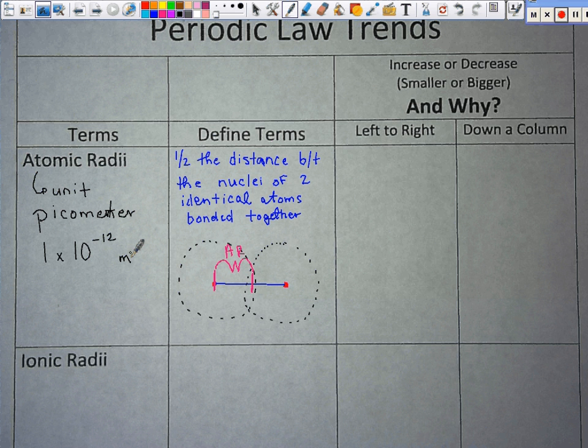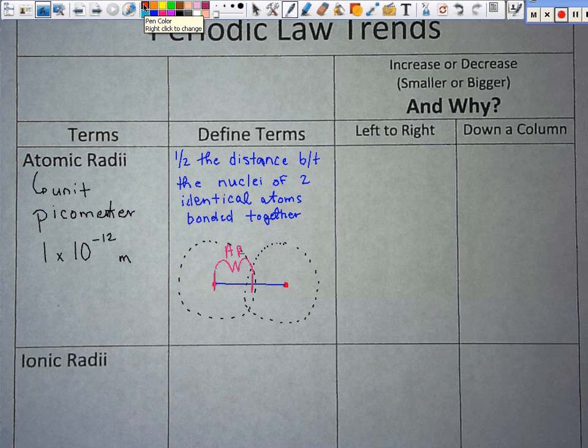I'm just going to write the trend in red, and then I'm going to explain it in purple. So this is kind of what I want to do every single time. The trend is that it gets smaller as you go left to right, and it gets larger or bigger, however you want to say it. It gets larger as you go down a column. Okay, so that is the trend. So remember what you have to do. You have to tell me what happens and then why it happens.